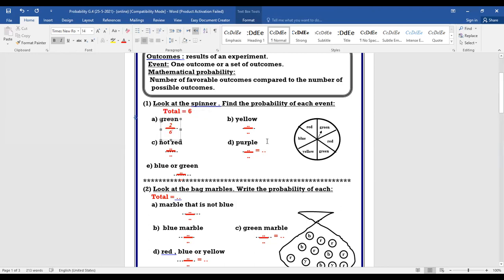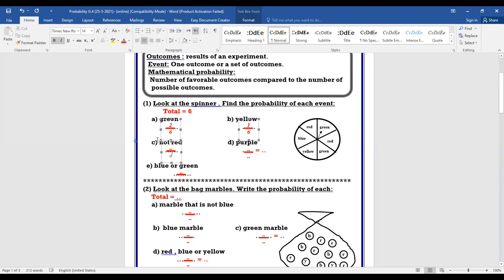Okay. Yellow. How many yellow parts? How many yellow parts, guys? 1. It will be 1 out of the total number 6. 1 out of 6.